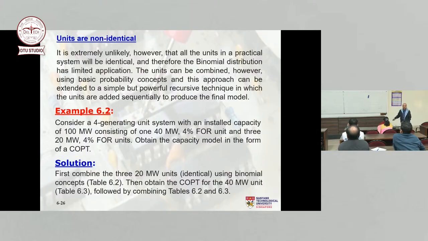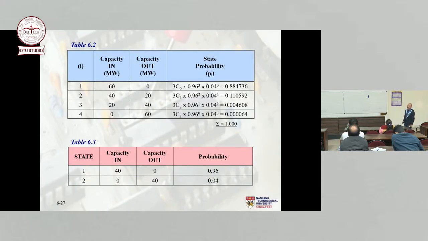What's the table for this unit? State 1, capacity outage 0. State 2, capacity outage 40. What is the probability of state 1, capacity outage 0? It is 0.96, right? And state 2, 0.04. So you've got 2 tables. And now we all know from mathematics how to combine. That's why on the first day I went through the rules of probability. If the events are independent, if the events are dependent, how do we combine them? So all that comes to our rescue.